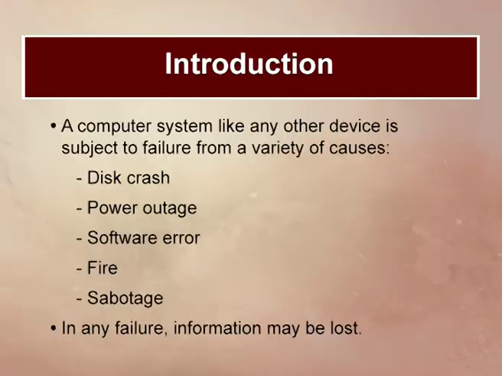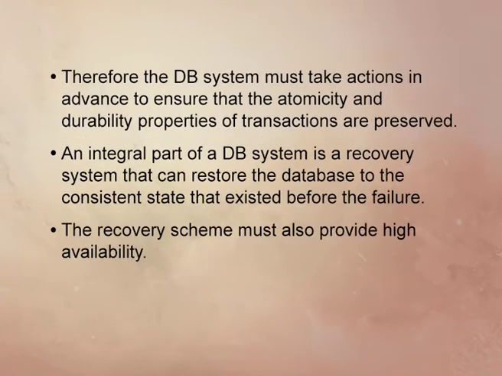So, let us see how the crashes happen. A computer system, like any other device, is subject to failure from a variety of causes. One may be a disk crash, a power outage, software error, fire, sabotage. There are many things by which a system is prone to break down. So, in any failure information may be lost. Therefore, the DB system must take actions in advance in order to ensure that the atomicity and the isolation properties we had discussed are preserved.